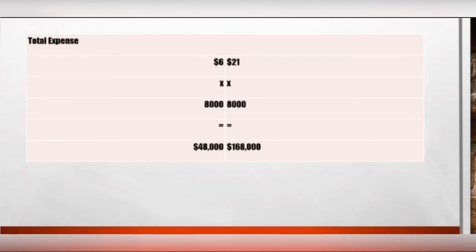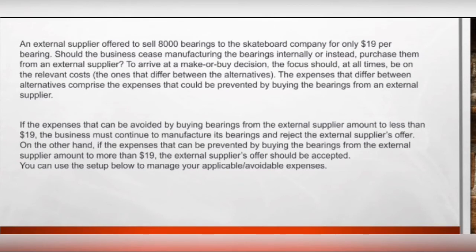Next is total expense. 6 times 8,000 is 48,000 na gihapon. 21,000 times 8,000 equals 168,000. So, here is an explanation. An external supplier offered to sell 8,000 bearings to the skateboard company for only $19 per bearing. Should the business continue manufacturing the bearings internally or instead purchase them from an external supplier?